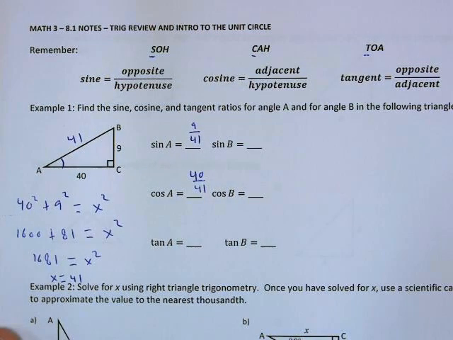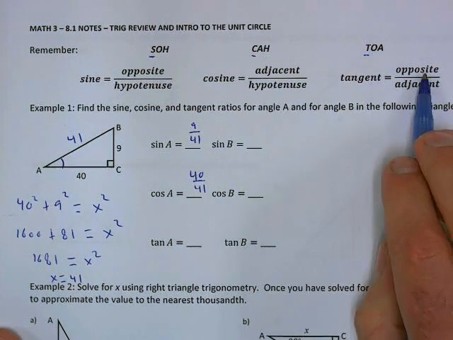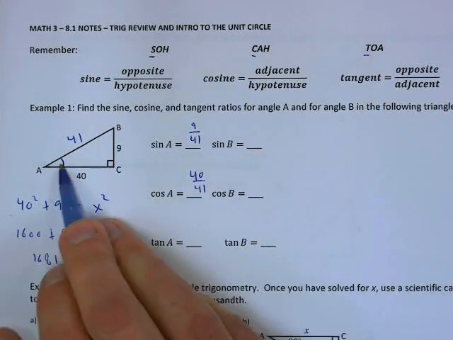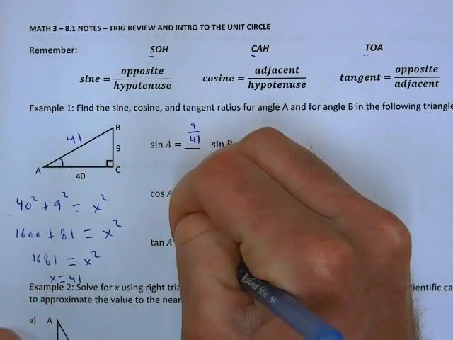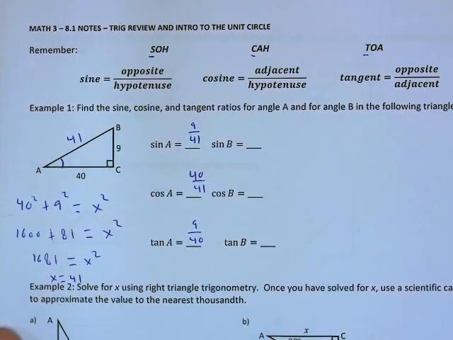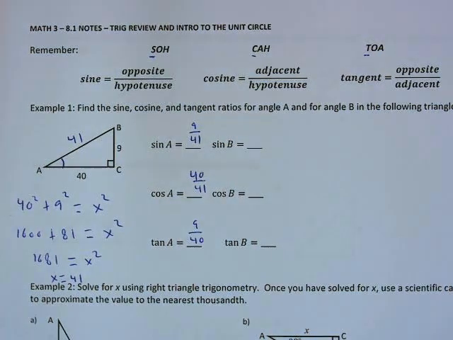Okay, what about the tangent of angle A? Well, tangent is opposite over adjacent. So it's the opposite side, 9, over the adjacent side, 40. So 9 over 40. And that's all they want, is that ratio. Sometimes we'll do more with those ratios. Sometimes we just want to know what that ratio is. In this case, we just want to know what it is.